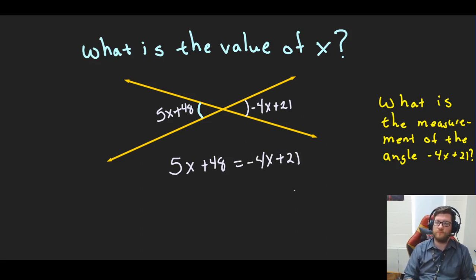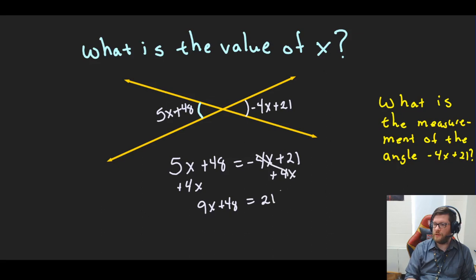Okay, hopefully you gave it a shot. Let's go ahead and add 4x to both sides. In order to unsubtract that 4x from both sides, we're going to add 4x to both sides. So that's going to leave us with 9x plus 48 equals 21. Those 4x's are going to go away.